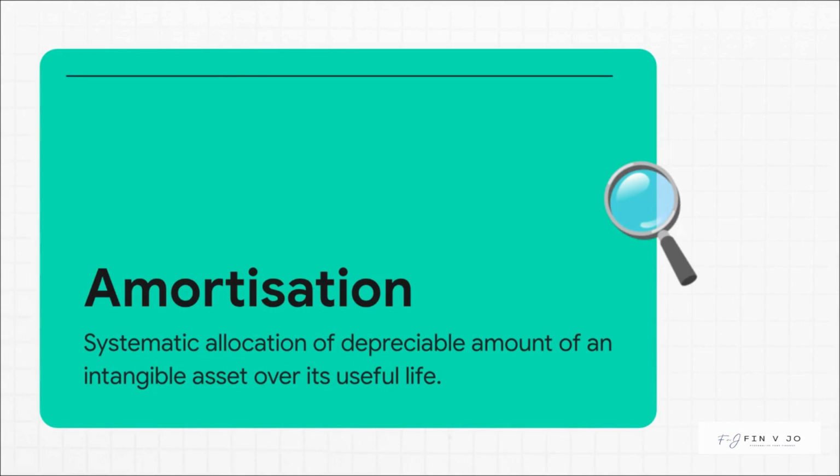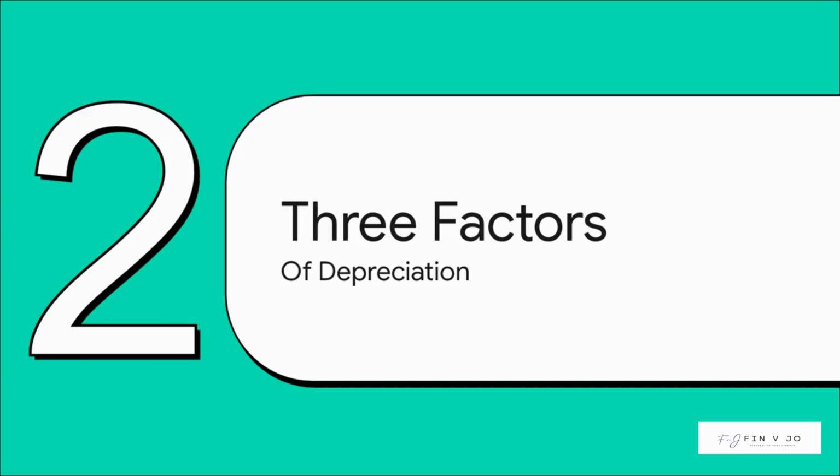Amortization is literally the exact same underlying concept, just applied to intangibles. You're still systematically allocating a depreciable amount over a useful life, but you're doing it for things like rights, patents, or software, instead of, say, a giant piece of heavy machinery. Moving right along to Section 2, the 3 factors of depreciation.